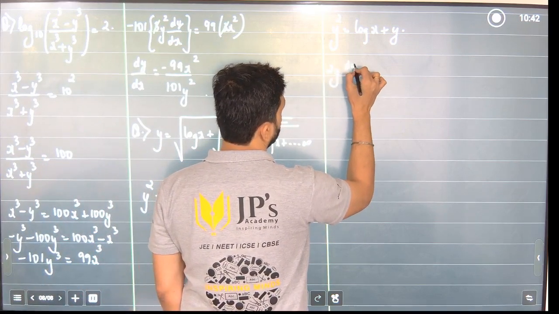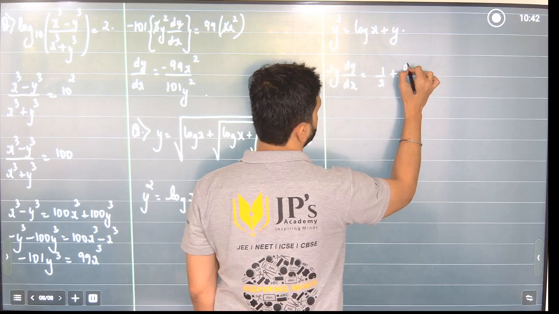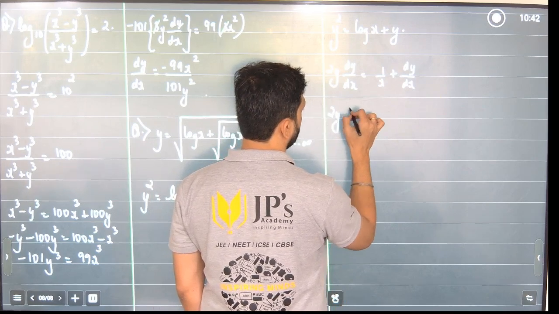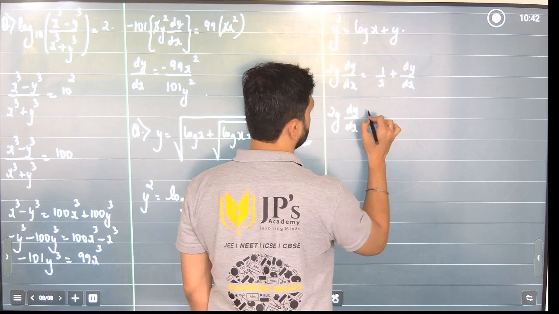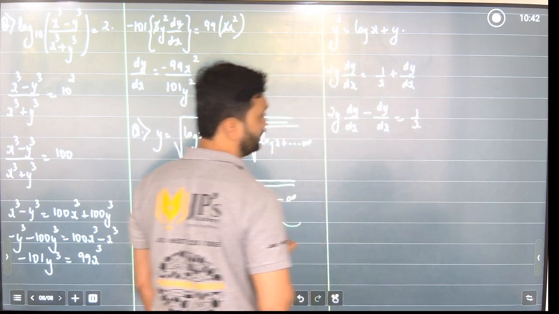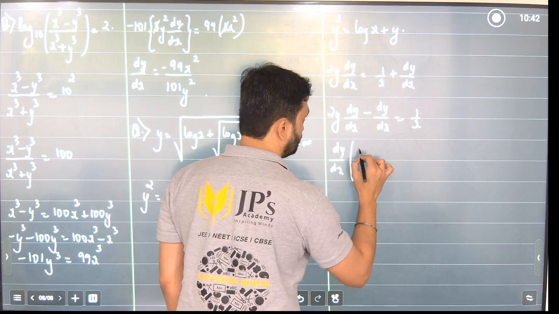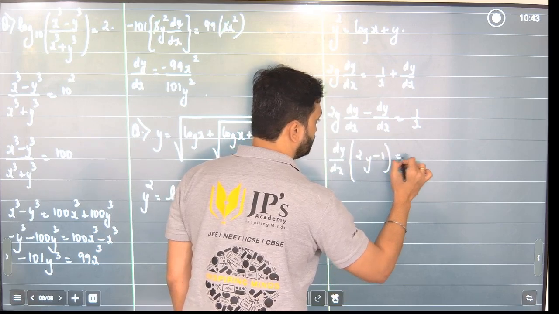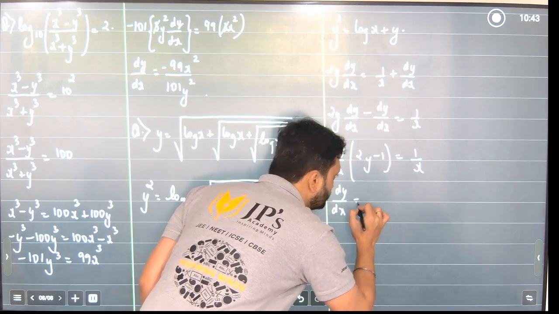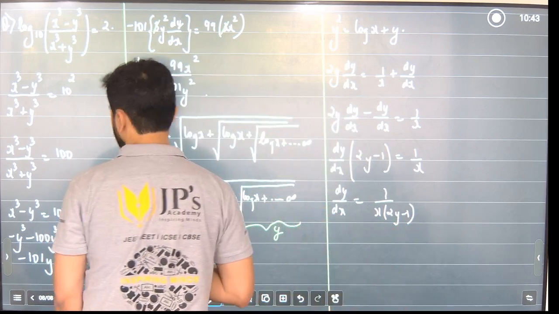Therefore 2y dy by dx is equal to 1 by x plus dy by dx. Therefore 2y dy by dx minus dy by dx is equal to 1 by x. And if I take dy by dx common, it will become dy by dx times (2y minus 1) is equal to 1 by x. Therefore dy by dx is equal to 1 upon x(2y minus 1).